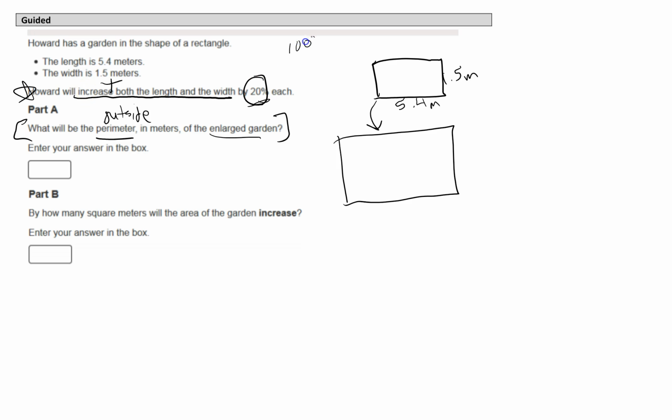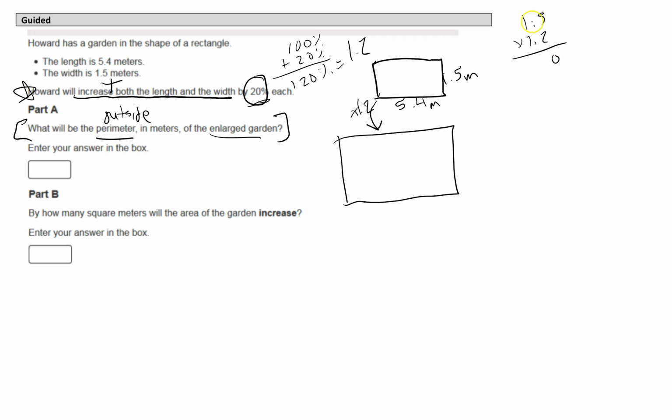And since it's a percent, I'm going to start with 100%, and I'm going to add 20% to give me 120%. 120% as a decimal is 1.2. So 1.2 is the number I'm going to multiply both the length and the width by to represent the 20% increase. So I'm going to go to my scratch space over here.